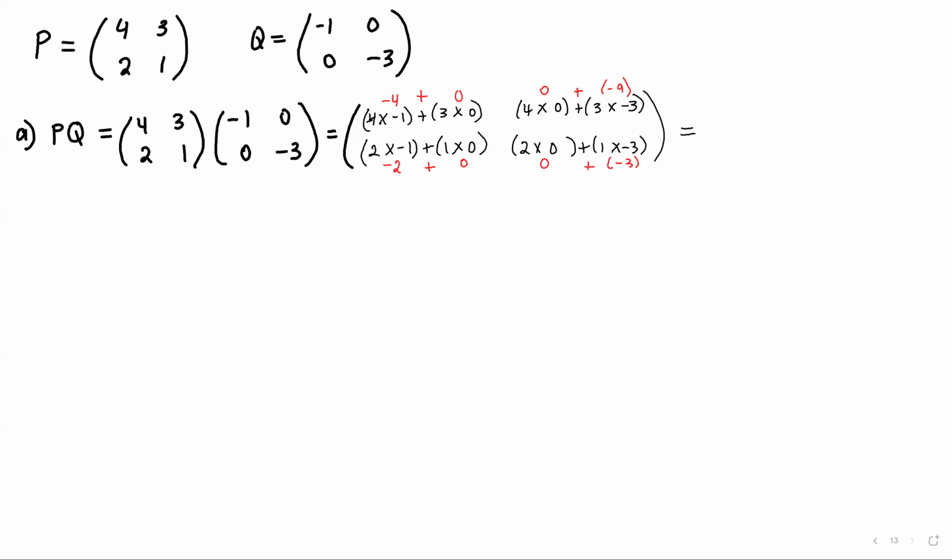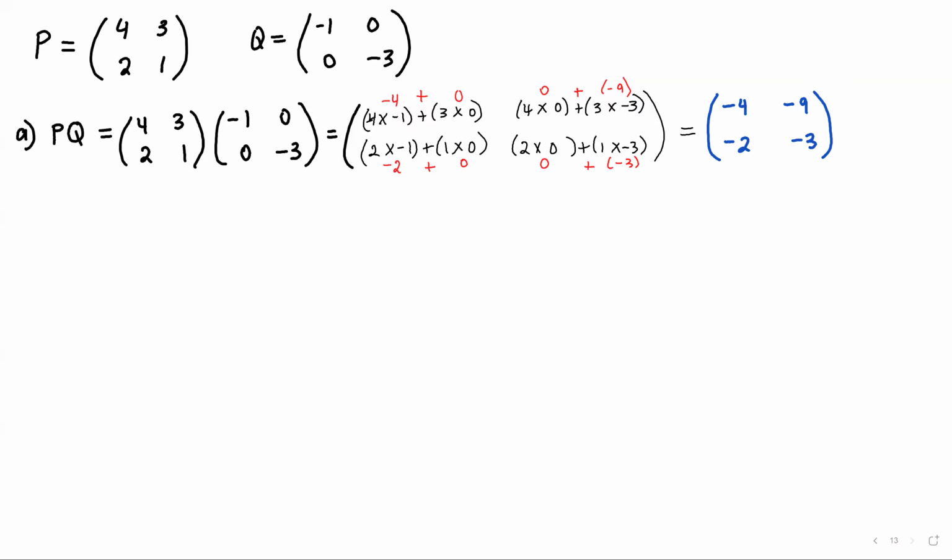I'm writing it here just because I want more space, right? So PQ would be equal to -4, because -4 plus 0 is -4. 0 plus -9 means 0 take away 9, so that'll be -9. -2 plus 0 is -2. And then 0 plus -3 is -3. So -4, -9, -2, -3.